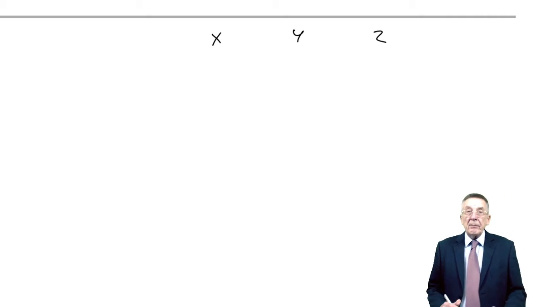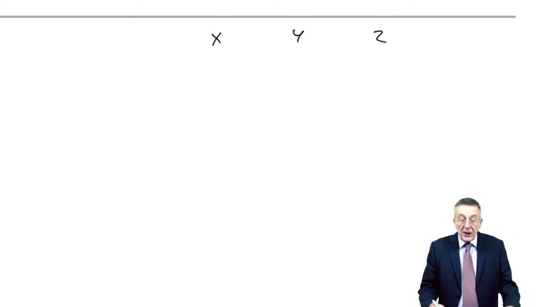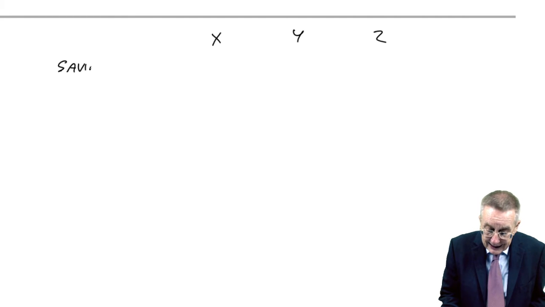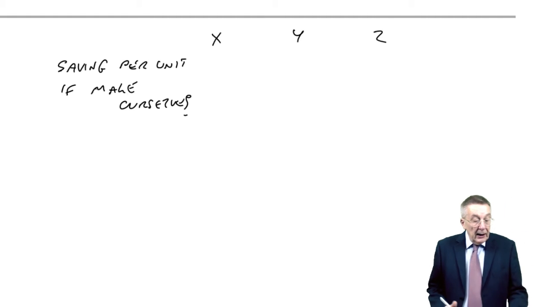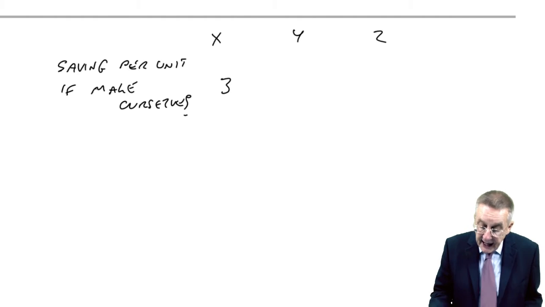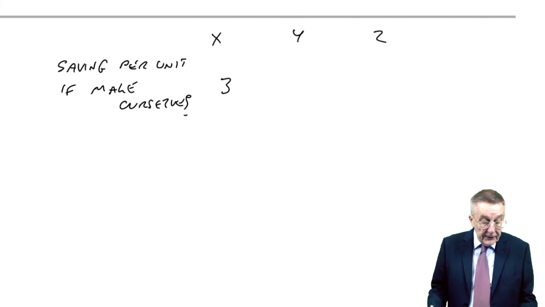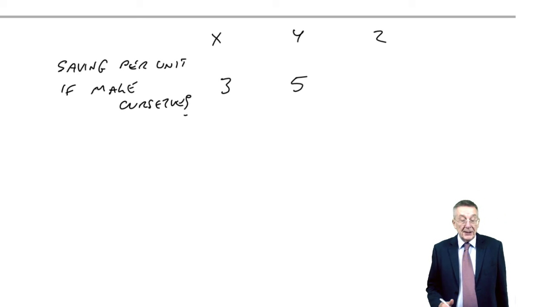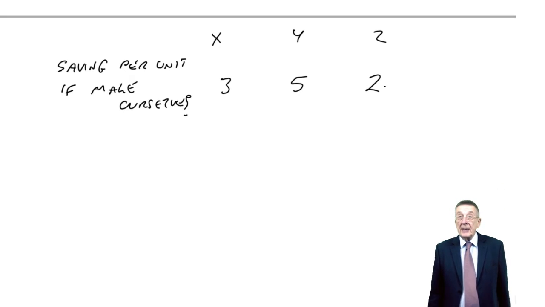With X, Y and Z, why do we prefer to make ourselves? Because it costs less. And so what's the saving per unit if we make ourselves? Well, X, we'd only be paying $10, buying outside would be 13. So if we make X ourselves, we save $3 a unit. If we make Y ourselves, 12 as against 17, we save $5 a unit. If we make Z ourselves, $2 a unit, 16 minus 14.